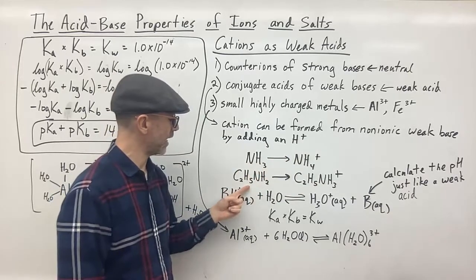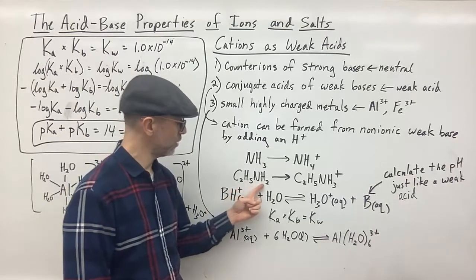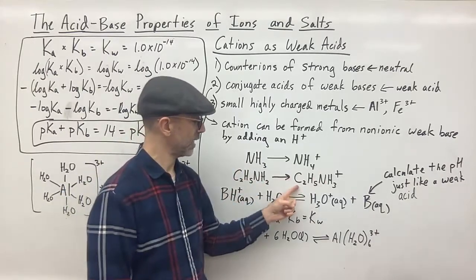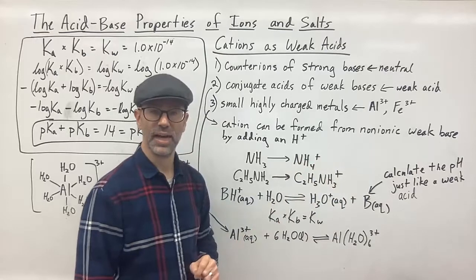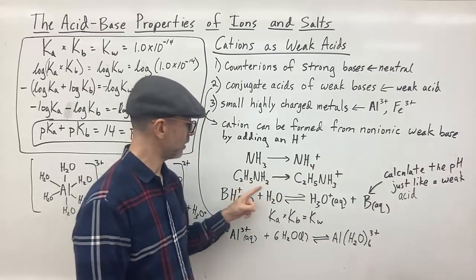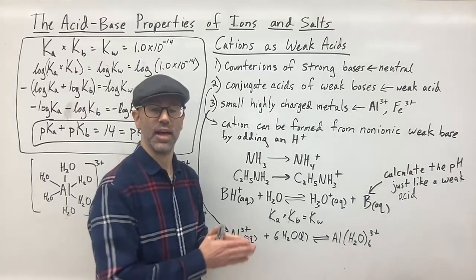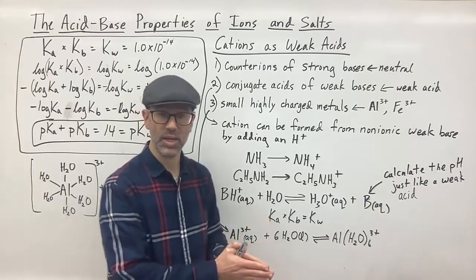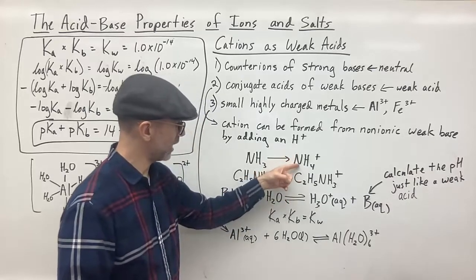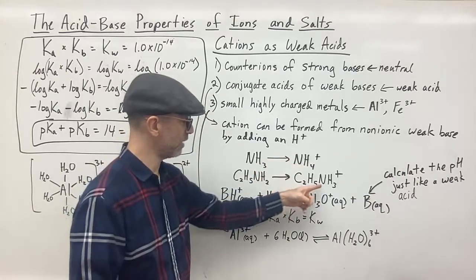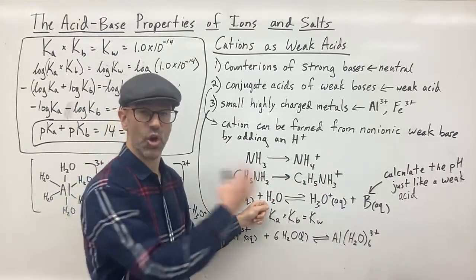I can form the cation from this base. This is a weak base, C2H5NH2. I could add H plus to this, and I get C2H5NH3 plus. So this cation is the conjugate acid of this base. So both of these are going to be acting as weak acids. So remember, the conjugate acid of a weak base is also a weak acid. So when you put these in water, if I take my NH4 plus or my C2H5NH3 plus and throw that in water, it will then interact with water by donating a proton.